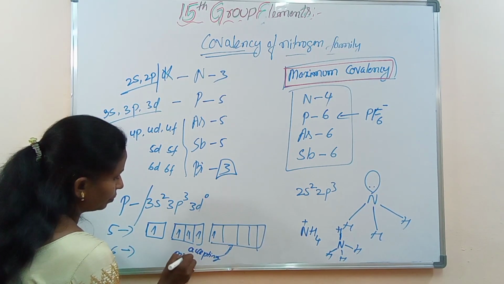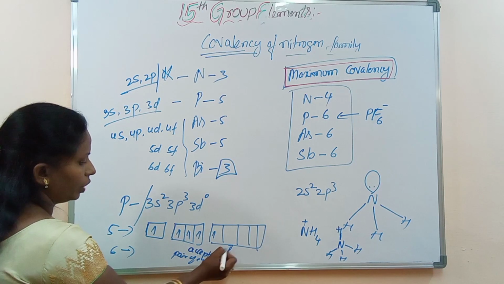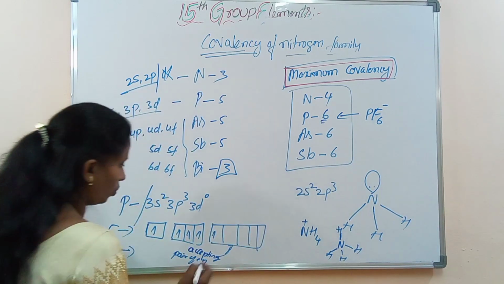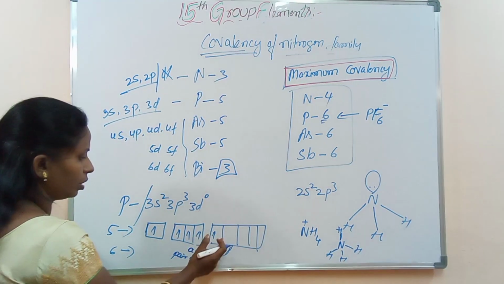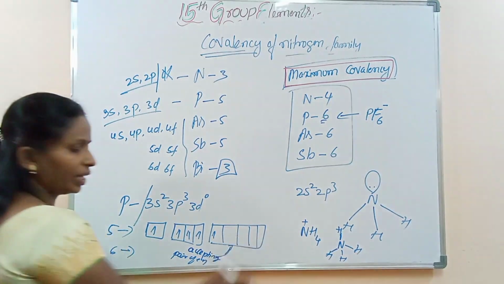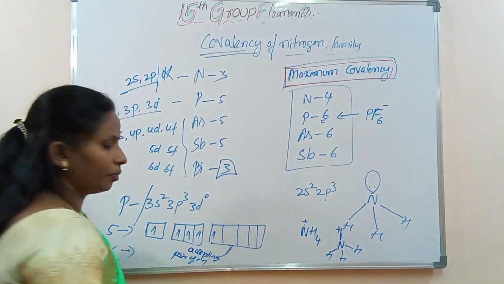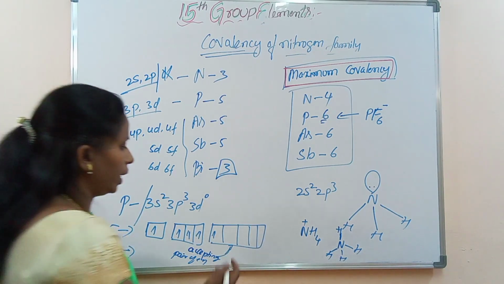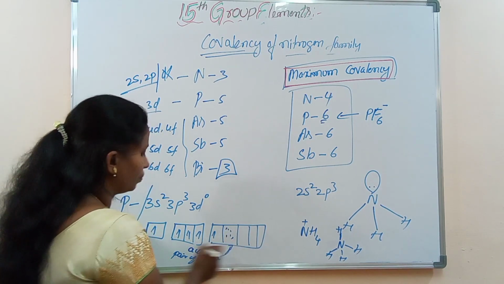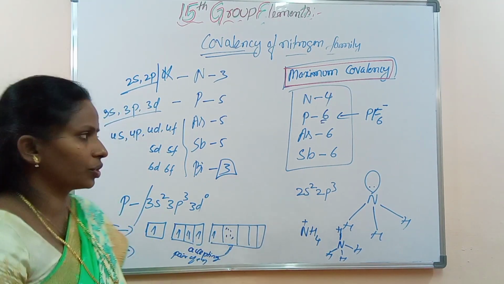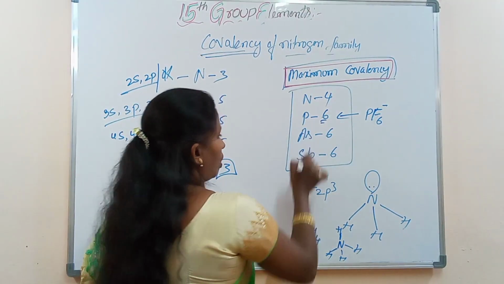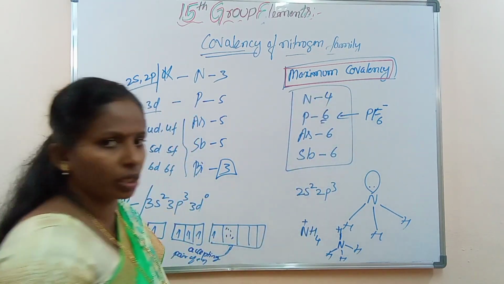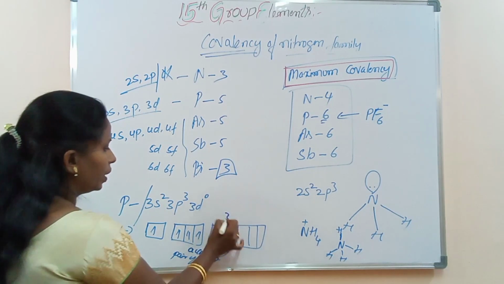Then the sixth bond is formed by accepting a pair of electrons, so the covalency is 6. By accepting a pair of electrons, because vacant d orbitals are available, it can receive 2 electrons and thereby form covalency 6, an octahedral structure. Similarly arsenic, as well as antimony, can form a maximum of 6 bonds surrounding them because of the availability of d orbitals.